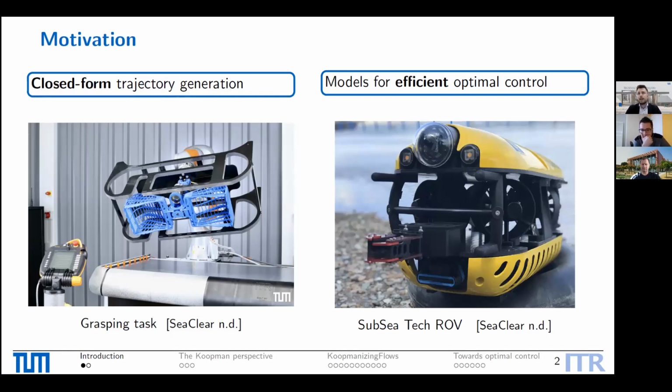And on the other hand, we're interested in efficient optimal control. As we see here on the right, we have an underwater vehicle, and with neutral buoyancy, it's actually a stable system, which is again quite nice and is oftentimes underutilized by conventional control methods.